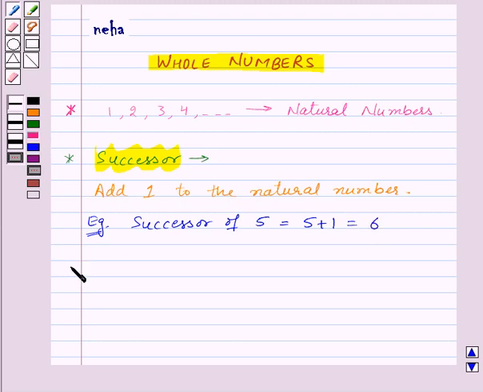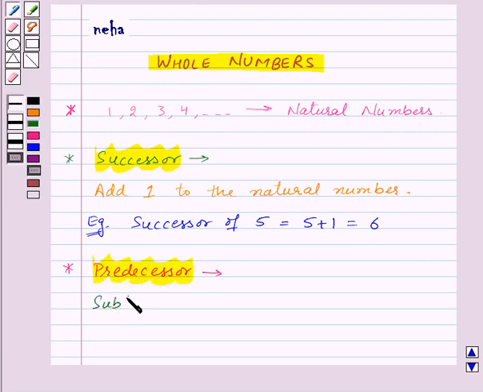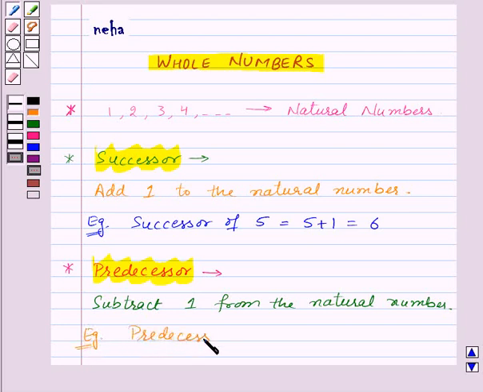Now, let's see what is the predecessor of a natural number. To get the predecessor of a natural number, we subtract 1 from the given natural number. For example, predecessor of 5 is equal to 5 minus 1, that is 4.